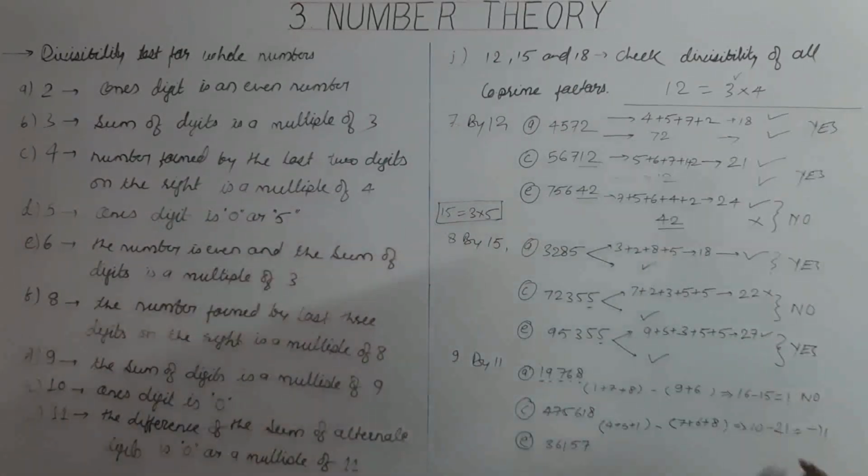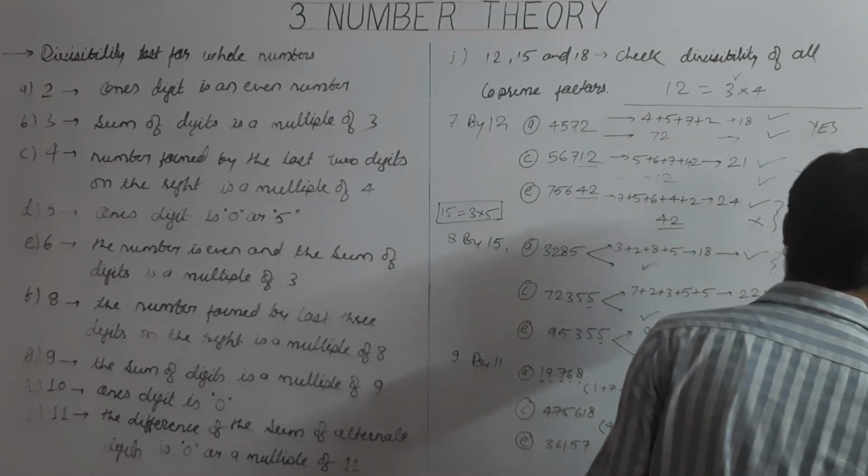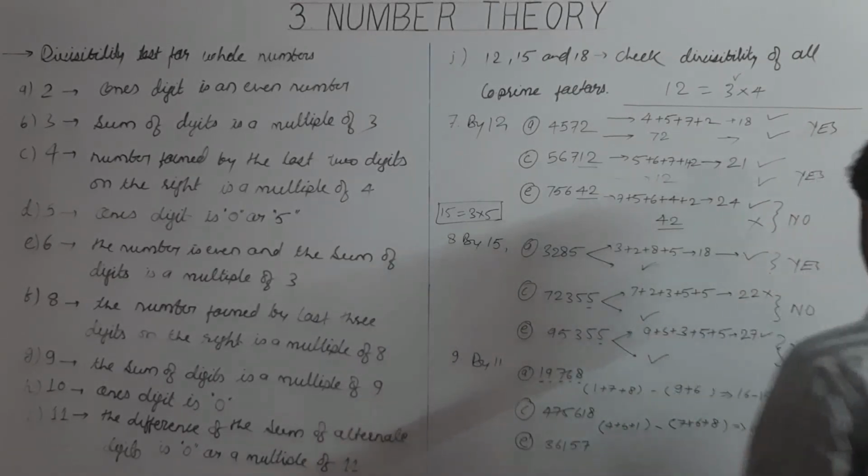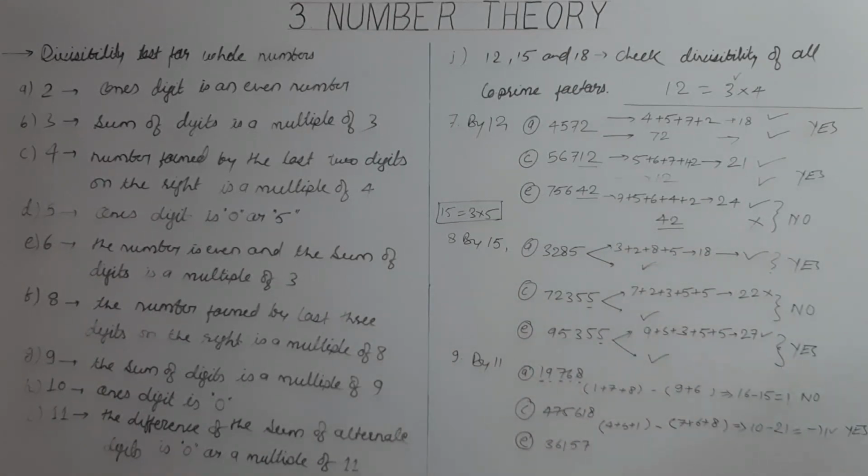No matter whether the final number is positive or negative, if this number is a multiple of 11, then we can say that the number is divisible by 11. So yes, it's a multiple of 11, minus 11. So the number is divisible by 11.